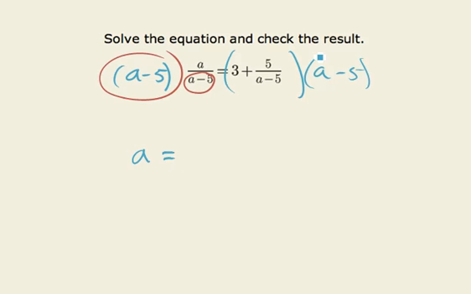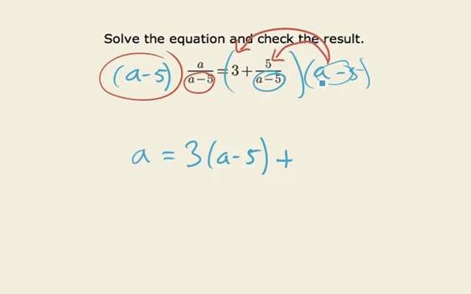Equals, what's it equal to? Well, I'm going to have to multiply a minus 5 times 3 and a minus 5 times 5 over a minus 5. 3 times a minus 5 gives me 3 times a minus 5, plus 5 over a minus 5 times a minus 5. The a minus 5 here is going to cancel with the a minus 5 there, right? And we'll just be left with a 5.